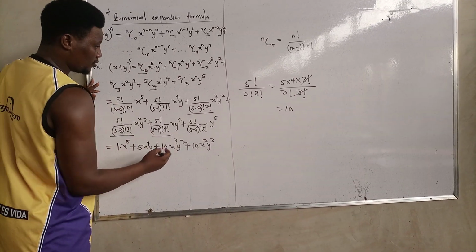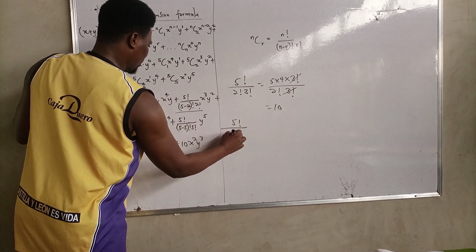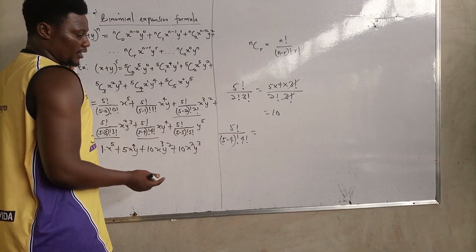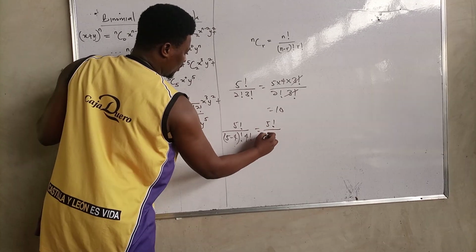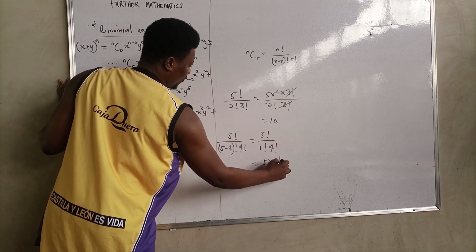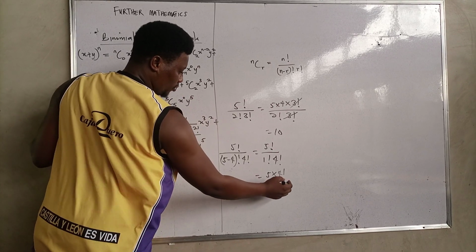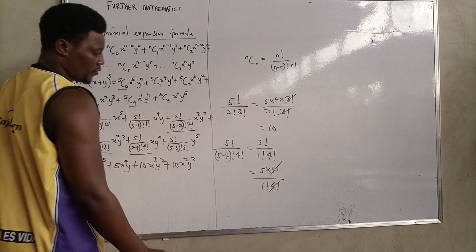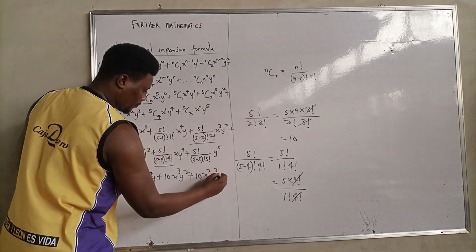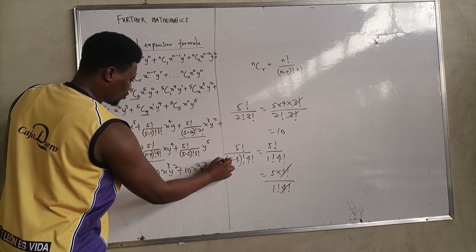So we are here now where we have 5 factorial all over 5 minus 4 factorial, 4 factorial. 5 minus 4 is 1. So we have 5 factorial, 1 factorial, 4 factorial, which is the same thing as 5 times 4 factorial over 1 factorial, 4 factorial. So 4 factorial is gone. So we have 5 divided by 1 factorial. Don't forget 1 factorial is 1. That is 5. So that is 5x y raised to power 4.